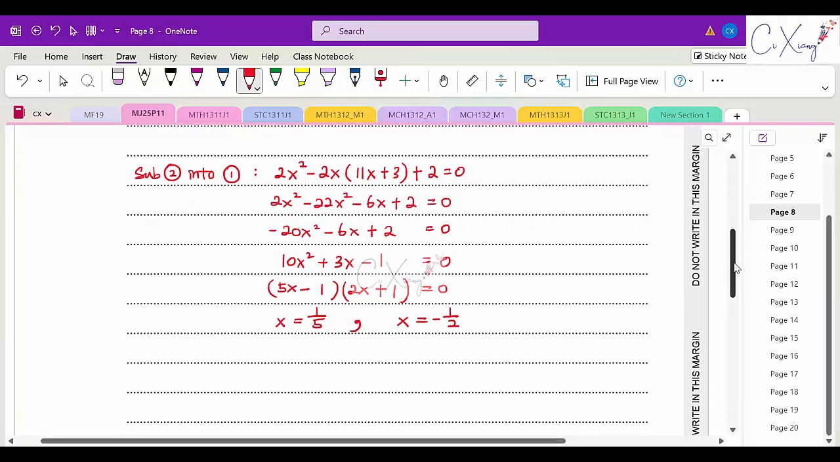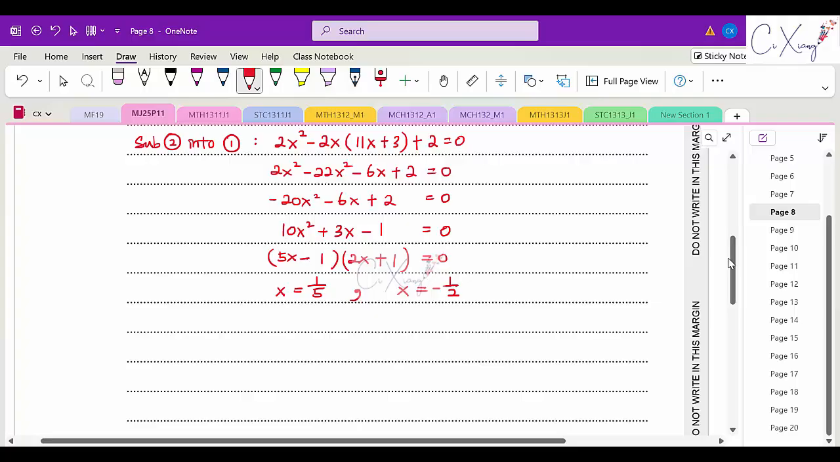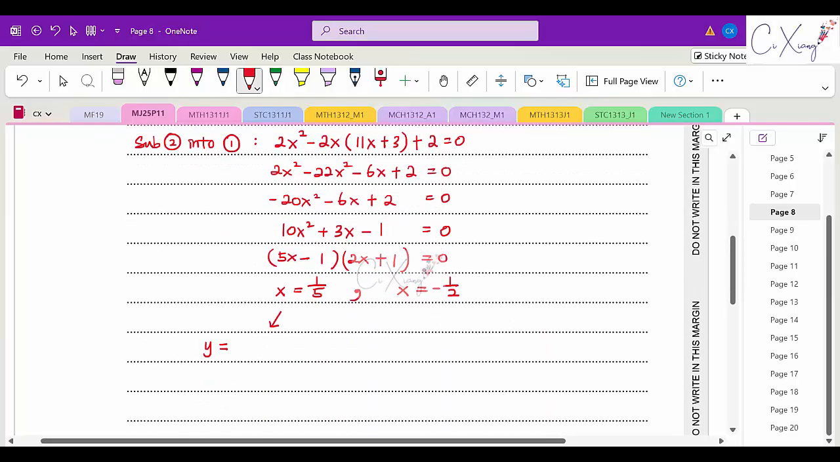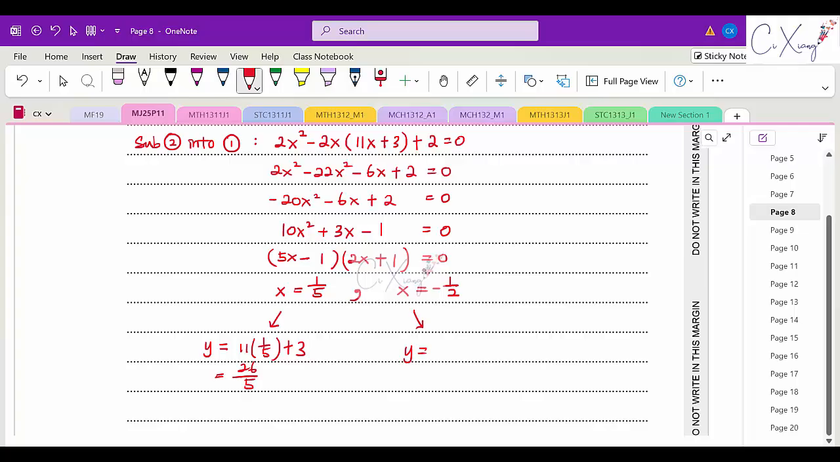Right, so we get the x coordinates for the intersection points, and now let us continue to figure out the value for the y. So how to get the y? My suggestion is, when you want to find the value for the y, please use the linear equation if possible. So I'm using the linear equation here, 11x plus 3. Therefore, we are getting this, which is 26 over 5. And also for the other x, substitute the value negative half into the linear equation. And by right, you'll be getting the value negative 5 over 2.